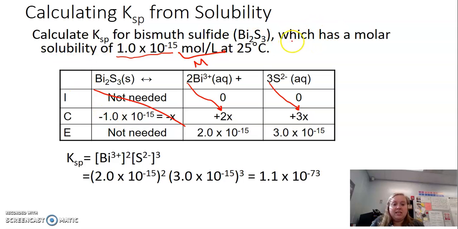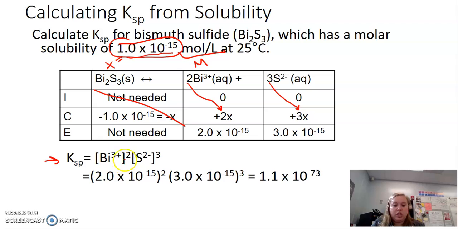Based on the question, it says that it has a molar solubility of 1 × 10⁻¹⁵. So the way that this relates to your ice box is that's the value of x, or that's your change here. And so we know, based on the fact that our value of x is 1 × 10⁻¹⁵, that the equilibrium concentration for bismuth is going to be 2 × 10⁻¹⁵, or 2 times your x value. And similarly for the sulfur, it's going to be 3 times 1 × 10⁻¹⁵, or 3 times 10 to the negative 15th.